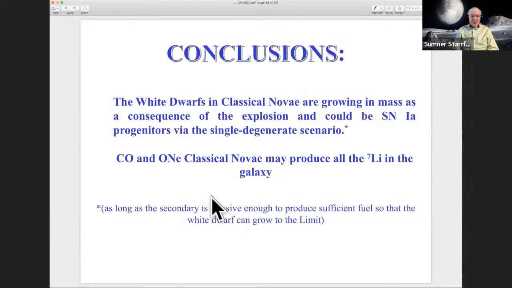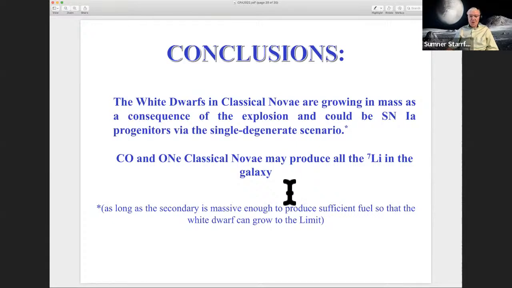And here are our conclusions. The white dwarfs in classical novae are growing in mass as a consequence of the explosion and could be supernova 1A progenitors via the single degenerate scenario, as long as the secondary is massive enough to produce sufficient fuel. If the mass of the secondary, the large star that fills its lobe, is too low, it's not going to get that white dwarf to any limit you want.